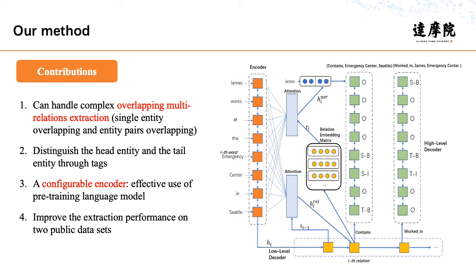First, we introduce a novel entity and relation extractor with hierarchical attention modules, in which the low-level decoder serves as a relation generator, and the high-level decoder combines the predicted relation information to complete the entity recognition process. Through this framework, our model can handle complex overlapping multi-relation extraction.